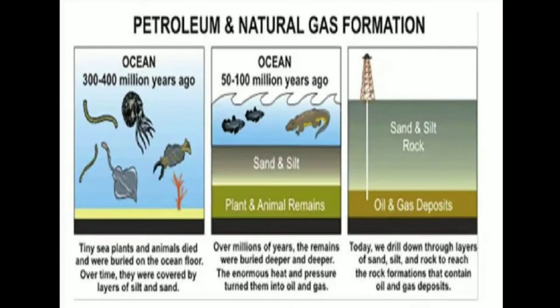Then natural gas is also formed in the same way as that of oil. So tiny sea plants and animals were buried on the ocean floor millions of years back. As time passed by, they were covered under layers of silt and sand. Over millions of years, the remains were buried deeper and deeper. The enormous heat and pressure turned them into oil and gas. Now we are drilling through the layers of sand, rock, etc. to reach the rock formations that contain oil and gas deposits.